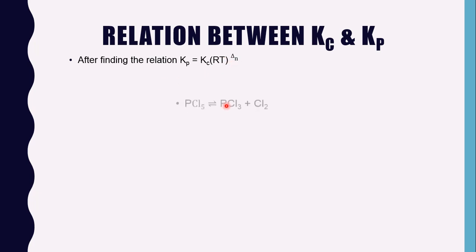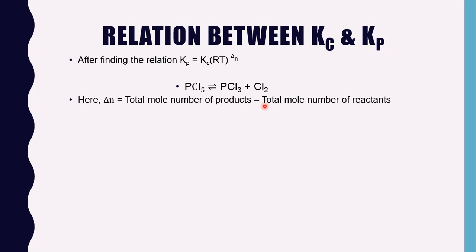After finding this you will put the value of del N for this reaction. Here look, del N equal total mole number of products minus total mole number of reactants, that is 2 minus 1, that means del N equal 1. You got del N equal 1, now put this value in this relation. Kp equal Kc RT to the power del N, that is Kp equal Kc RT. This is the relation of Kp and Kc only for this equation. If you take another equation, you will get another relation of Kp and Kc.